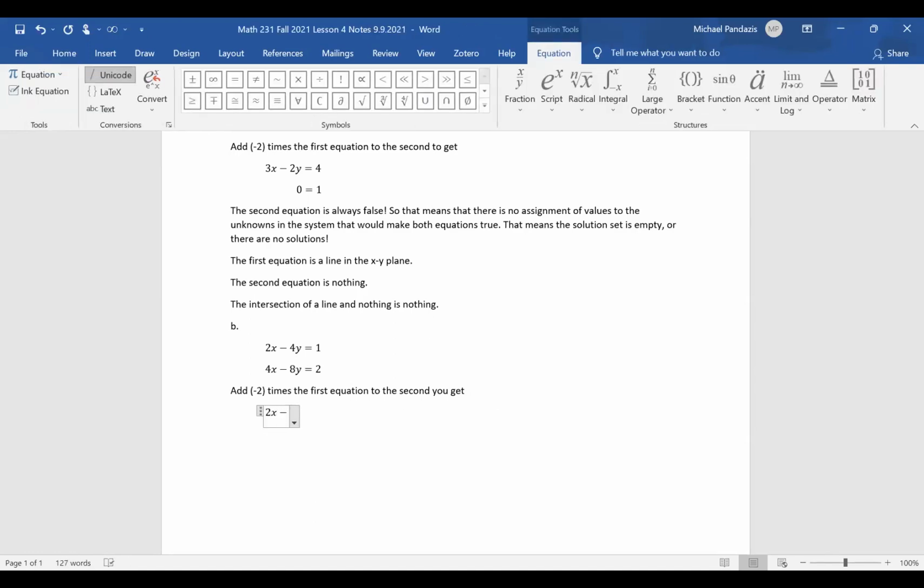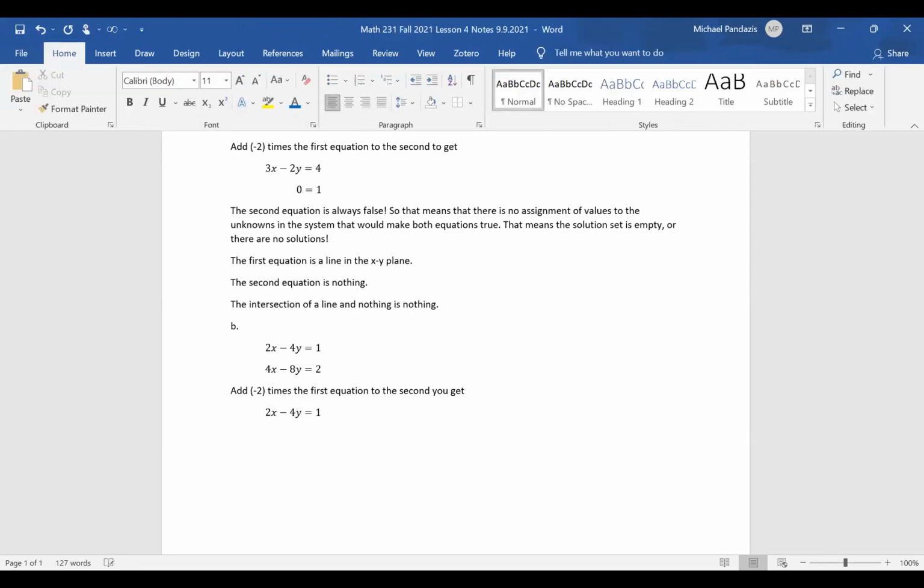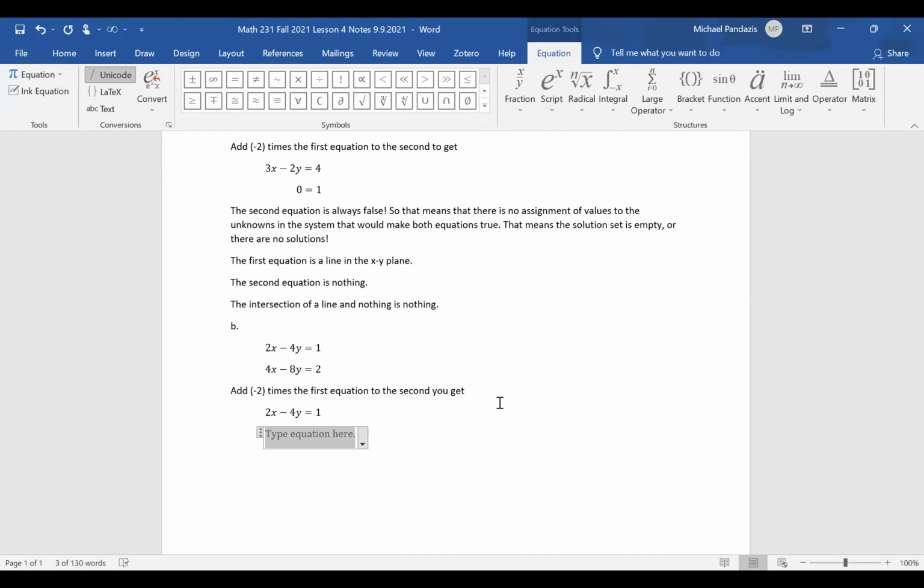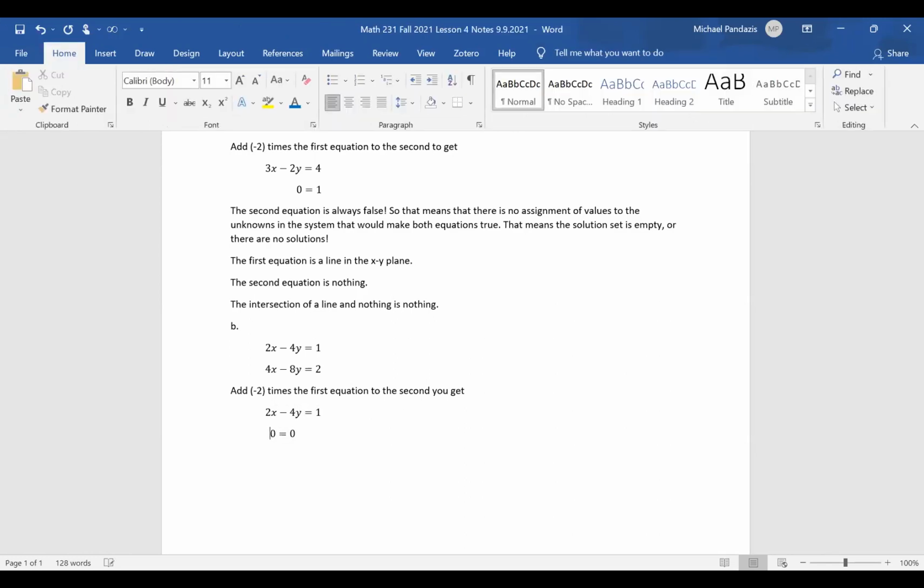2x minus 4y is equal to 1. And then if you add -2 times the first to the second, you see that the -4x plus 4x cancels and the 8y minus 8y is 0. And so -2 plus 2 is 0. So you get 0 equals 0 for the second equation, right?